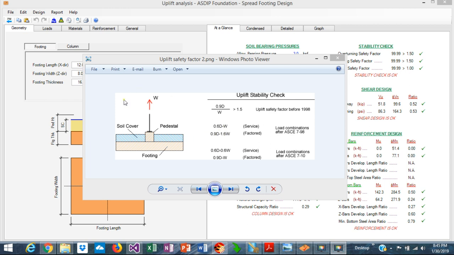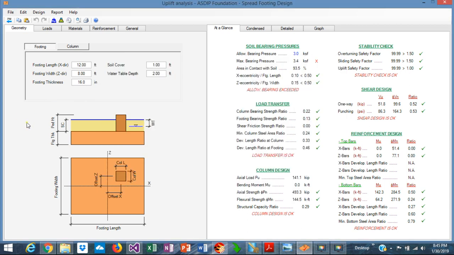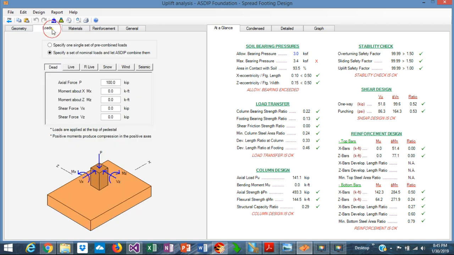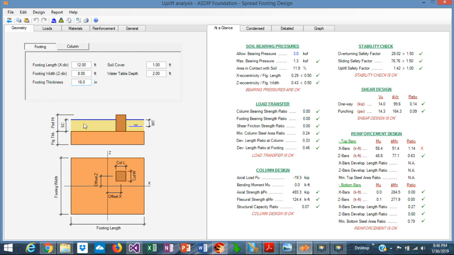Let's design a footing for uplift using ASDIP Foundation. For example, let's design a footing for an uplift of 20 kips. Let's say that we don't have any dead load, nothing from the superstructure. Let's rely on the self-weight and the soil cover to counteract the uplift. For wind, let's assume that it is 20 kips minus 20 kips in uplift. So we have that scenario. These are the loads.